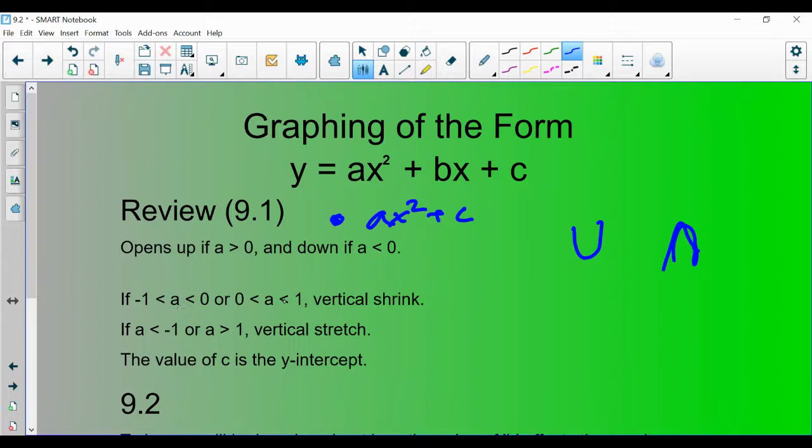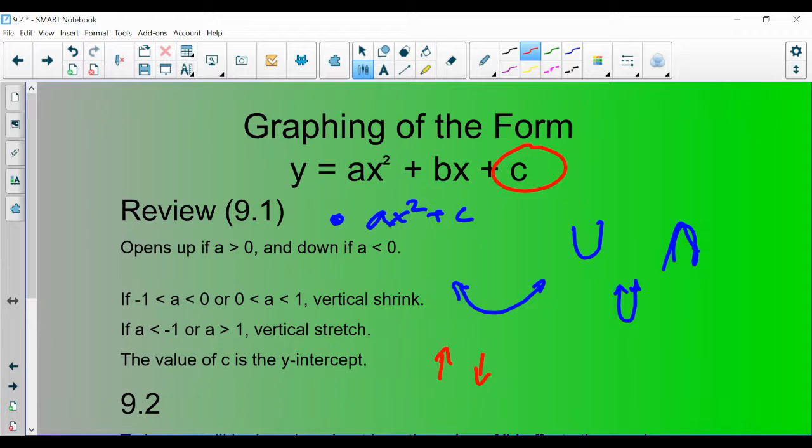If a is between -1 and 1, so if it's like a fraction, it's going to be wider like this. And if a is greater than 1, like 2 or 3, or if it's -2 or -3, then it's going to be more narrow like this. And then we also learned some stuff about c. C is the y-intercept, but it also is what shifts us up or down.